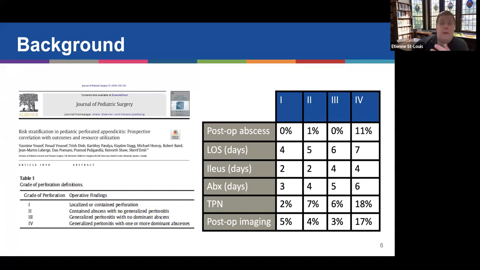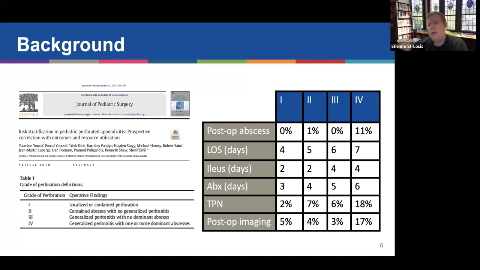And so it's a dynamic thing to assess. A grade 3 is a patient who has generalized fibrinopurulent peritonitis, meaning that there's fibrin or pus throughout the abdomen, but that there's no dominant abscess, meaning there's no isolated fluid collection. And a grade 4 was defined as a combination of 2 and 3, where you have generalized pus throughout the abdomen plus one or more dominant abscesses.